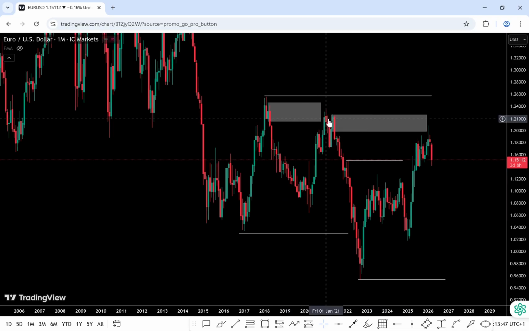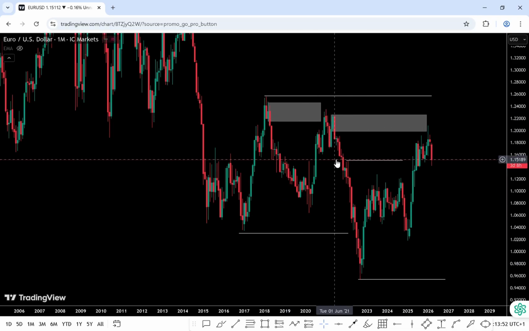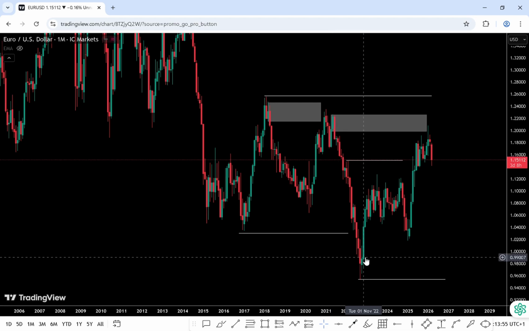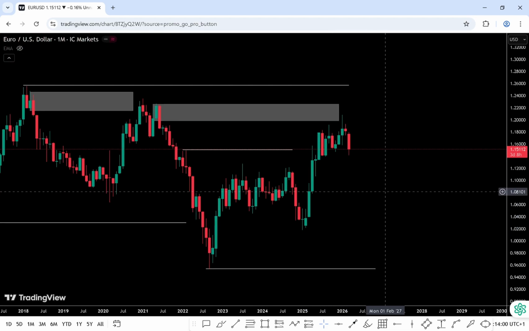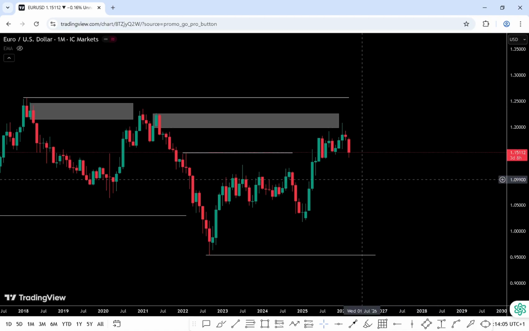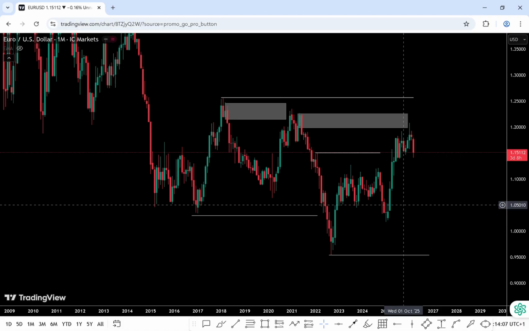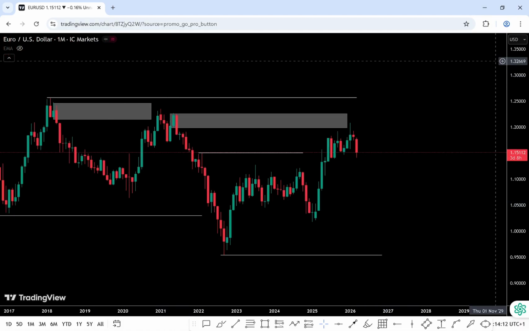Like the way it happened here, Euro USD was busy selling for a very long time. As you can see, since 2021, Euro USD sold into 2022. So it seriously can happen. All you need to do is understand the direction that the market is going and try to trade towards that direction. So that's the concept. This is the higher time frame.